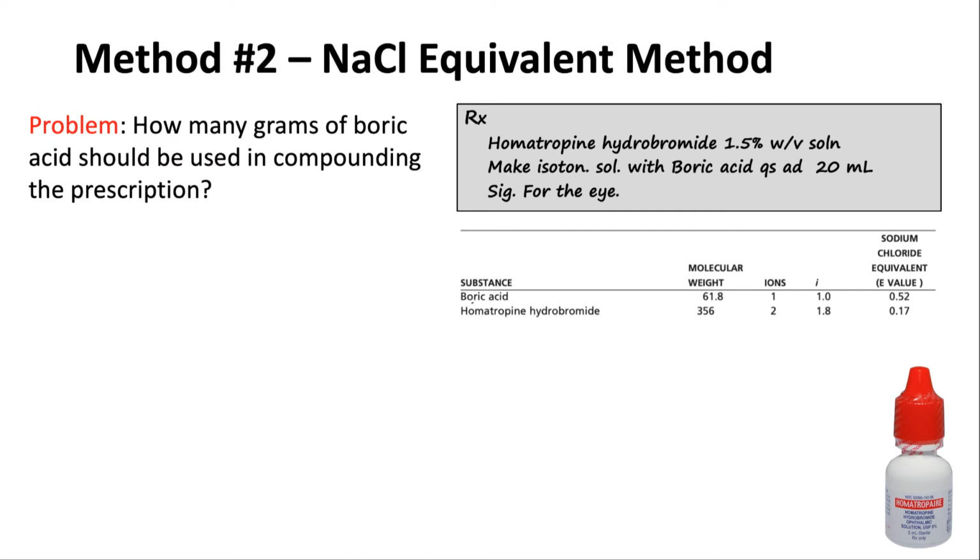So as you can see on this table here, we see that for boric acid, it has an E value of 0.52. And then for the homatropine, it has an E value of 0.17. So we'll need to use those numbers in our calculations here in a minute.